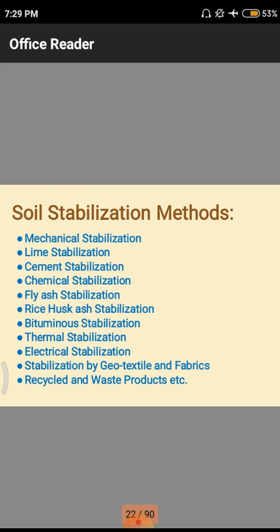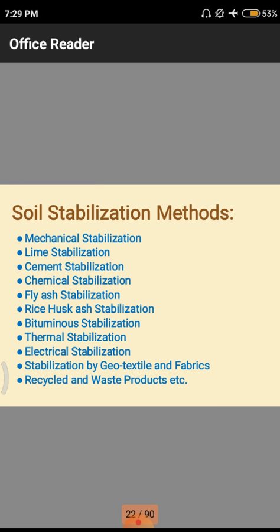Next one is the cement stabilization. Normally this cement stabilization is used for road networks. That means in our areas, especially in residential areas, we observe a huge amount of road networks associated with cement roads, so we go for cement stabilization whenever we are using these cement roads. Next one, chemical stabilization.